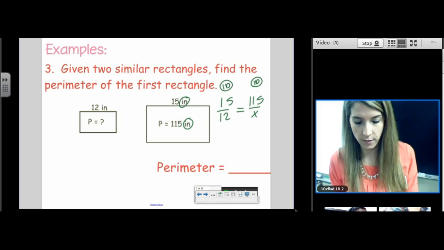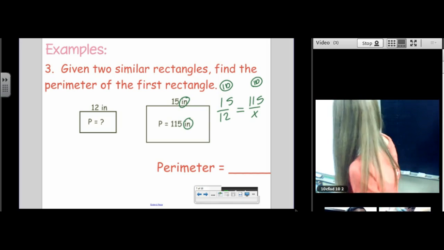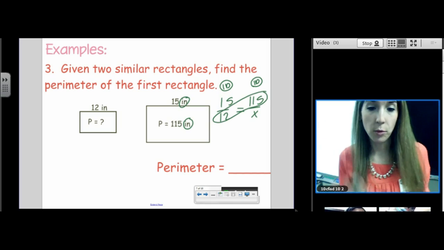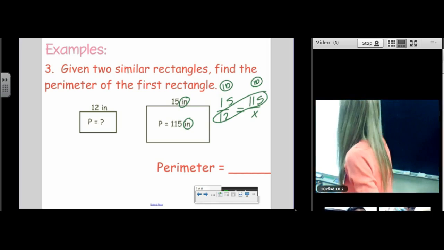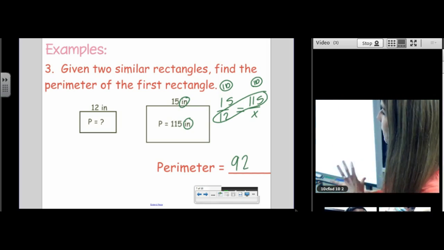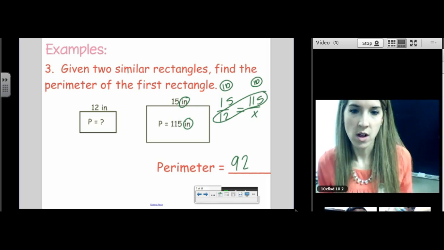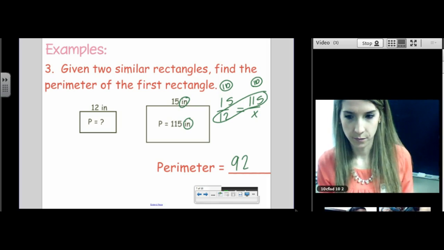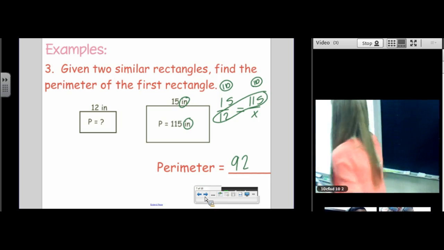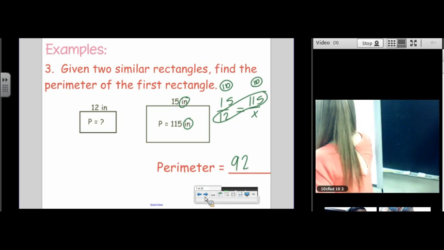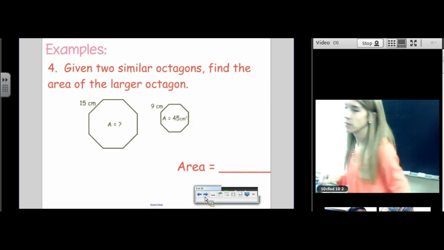115 times 12 divided by 15. So the perimeter of the other one is 92. Did I actually have to find the missing side and then add up all the sides? No. The reason is because they're similar. Now let me show you one where you can't do that. Second over first equals second over first.